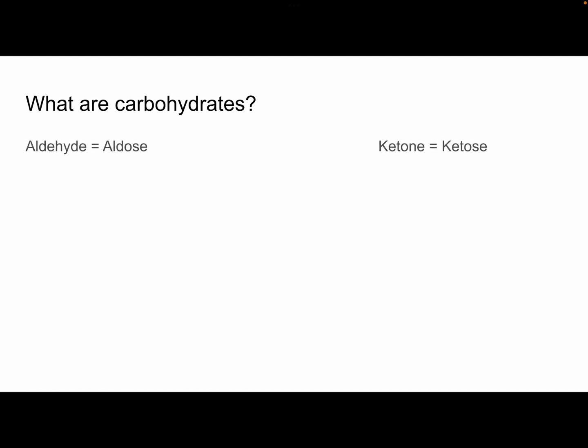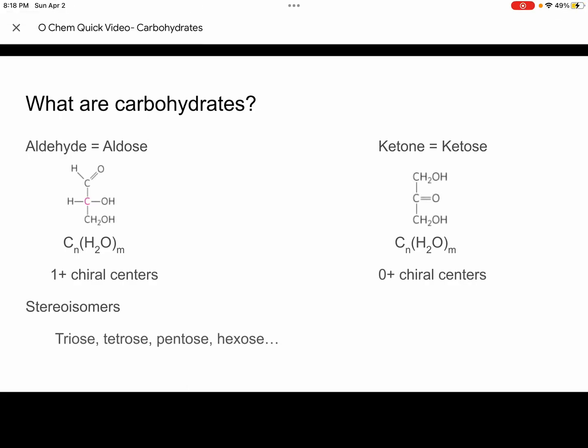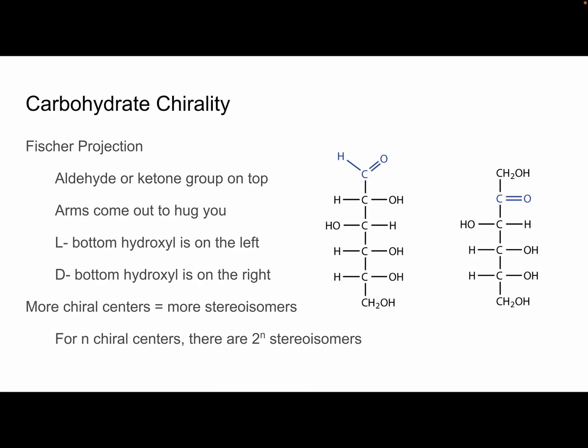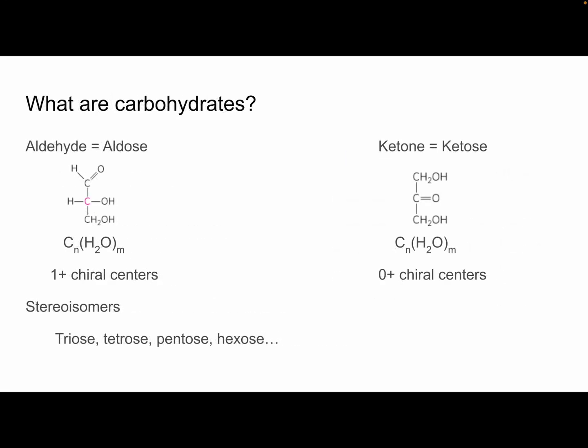A little bit more information. Like I said, they can be aldehydes or ketones. If they're aldehyde carbohydrates, we call them aldoses. Ose is a sugar. If it's a ketone carbohydrate, we call it a ketose or a ketone sugar. They both have the same chemical formula, however, they're going to differ in the number of chiral centers. This is because on ketones, the middle carbon could have the double bonded O, which would be 0 chiral centers. On an aldose, you're always going to have at least 1 chiral center.